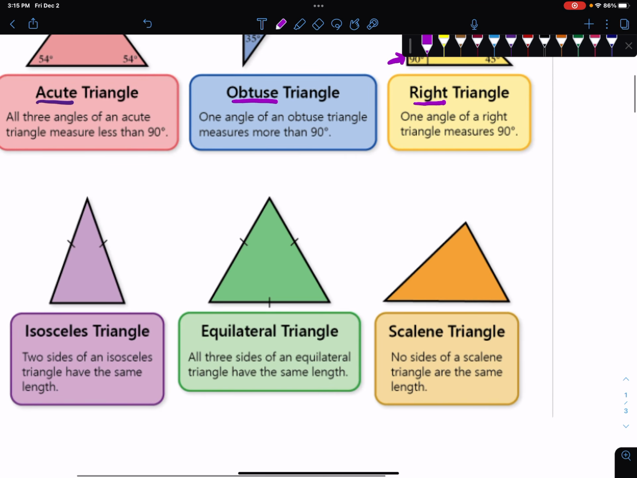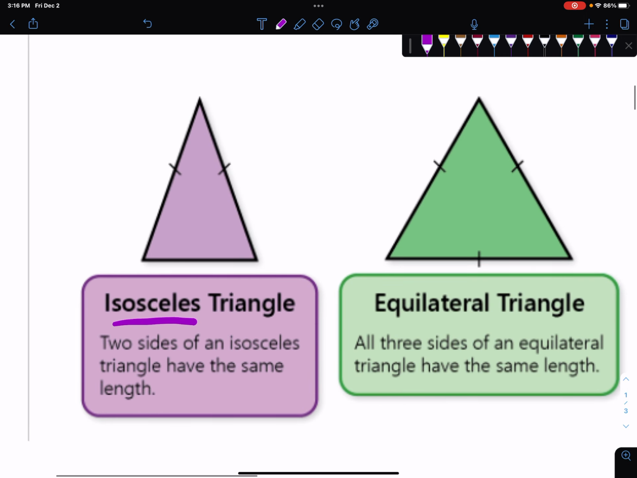Okay, then we're going to look at things that are based on the lengths of the sides. If I have isosceles, isosceles has two sides that are the same length. You can see right now they have these little marks here, and notice they both have a marking of 1. Those are called tick marks. That marking of 1 here and the marking of 1 here means that they are the same measurement. So you have two sides that are the same.